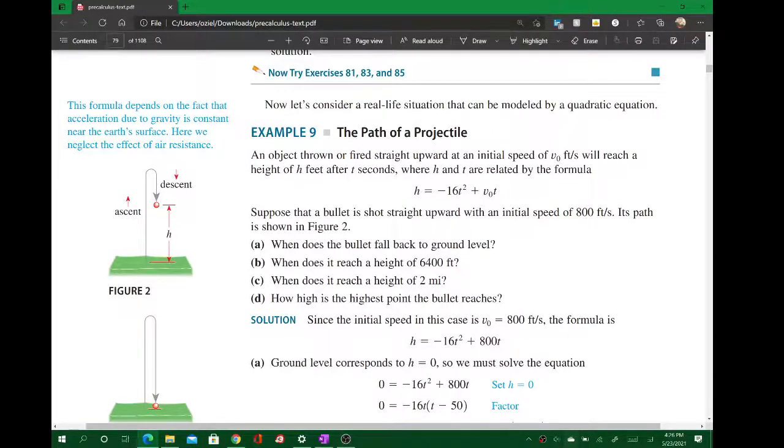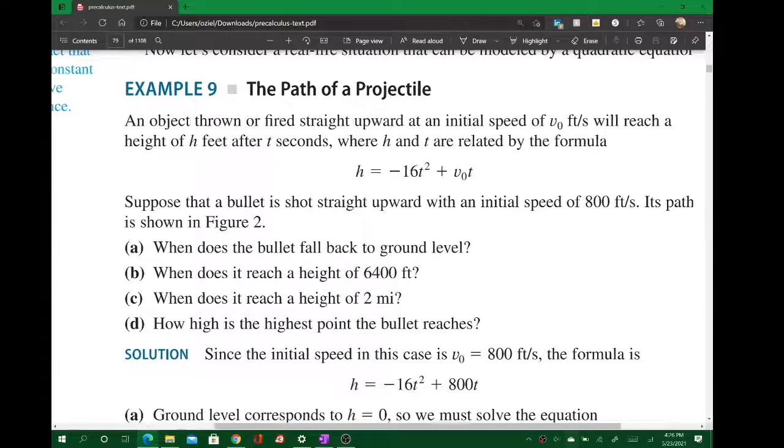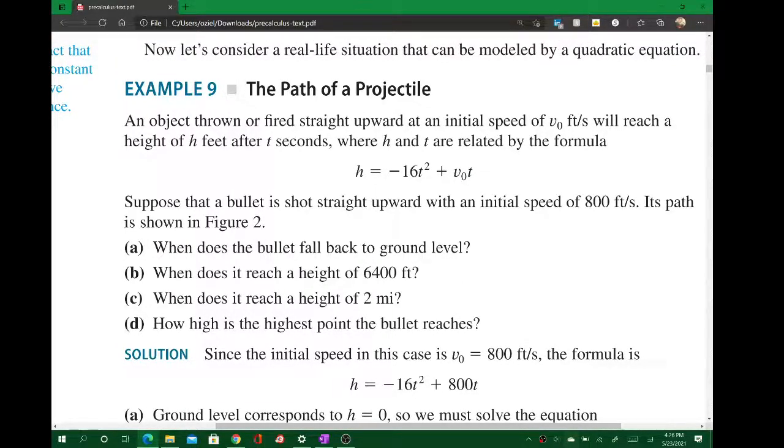Okay, this one, now they're modeling using a quadratic equation, right? So it says an object is thrown or fired straight upward with an initial speed of v0 feet per second will reach a height of h feet after t seconds, where h and t are related by the formula h equals negative 16t squared plus v0 t.